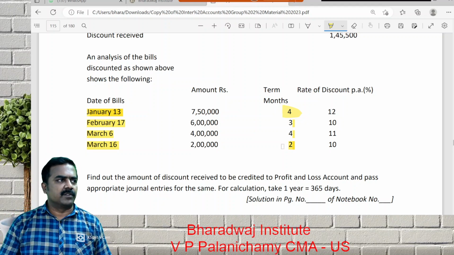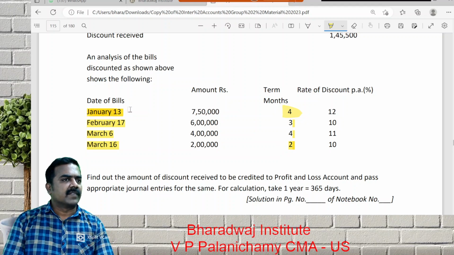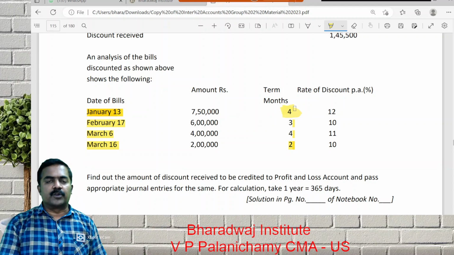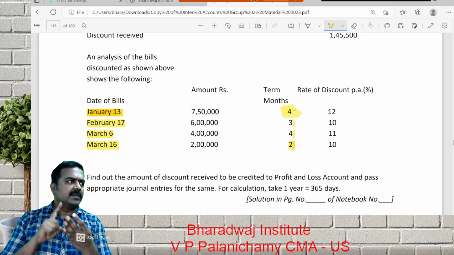3 days of grace will be given. What is the first bill date? January 13 plus 4 months, without the 3 days. Just adding 4 months, when will it come? February, March, April, May 13th.